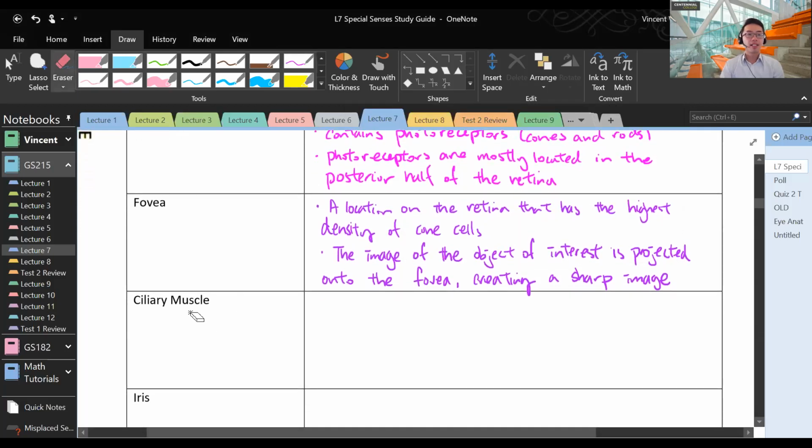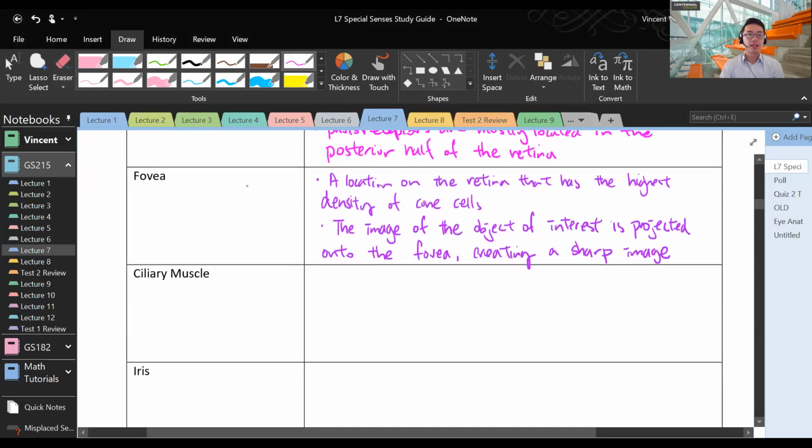Next we have the ciliary muscle. So we talked about this already. The ciliary muscle is a ring of muscle that controls the tightness of the suspensory ligaments, right? It surrounds the suspensory ligament.